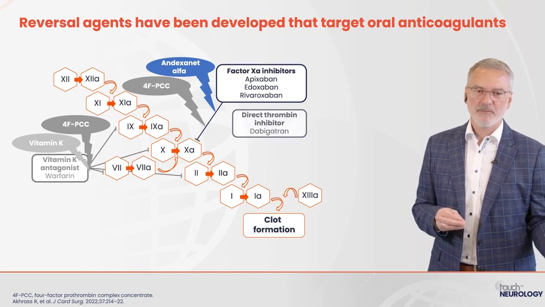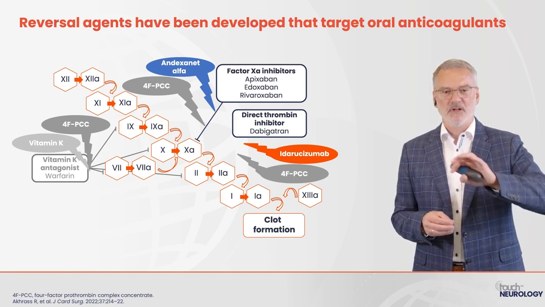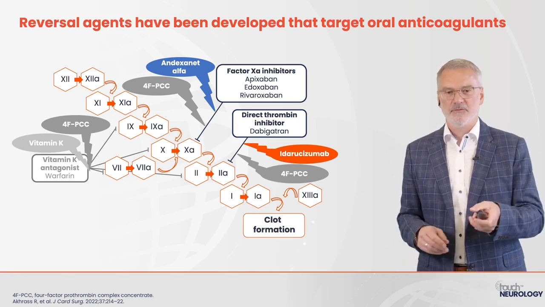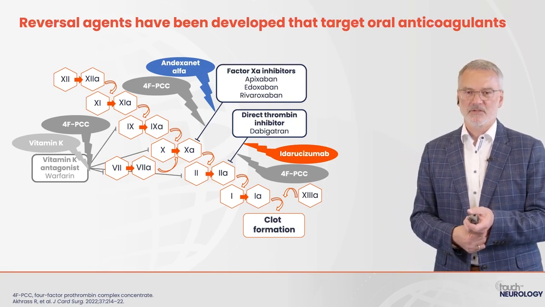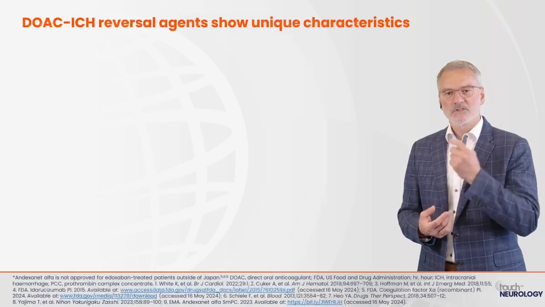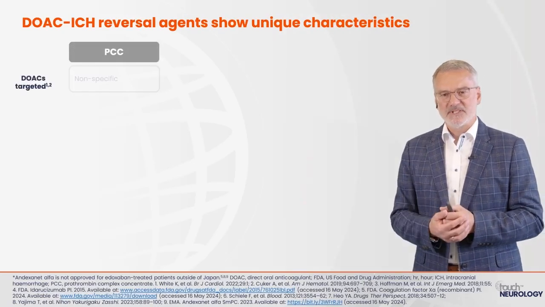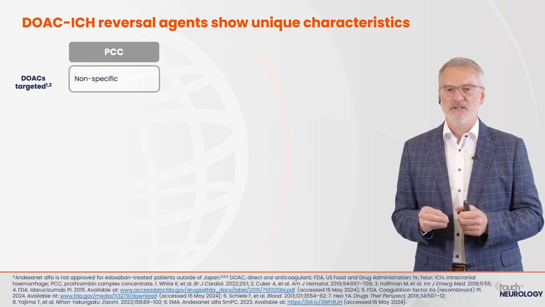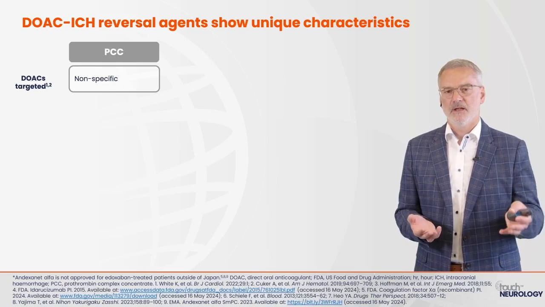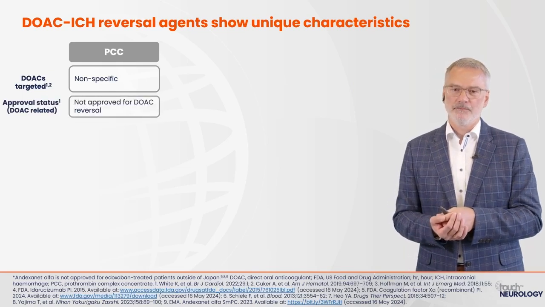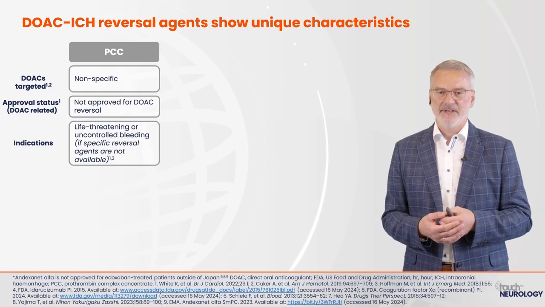If the patient is a dabigatran patient, we can use idarucizumab, which is also an antidote specific to dabigatran. It binds dabigatran, it sets free thrombin again, and the coagulation cascade is again fully activated. So when you talk about PCC, it's non-specific because it's not targeting the DOAC, it's simply replacing the DOAC-inhibited coagulation factors. It is also not approved for DOAC reversal, but guidelines tell us we can use it in life-threatening or uncontrolled bleeding situations.